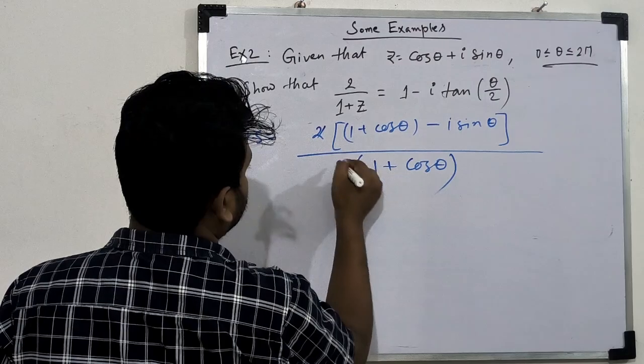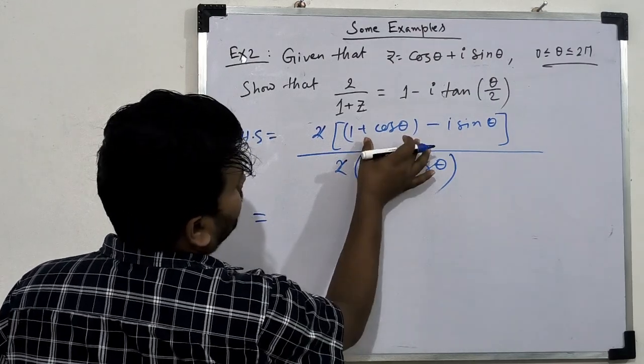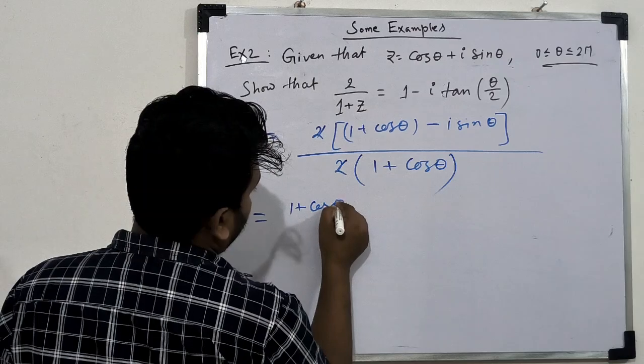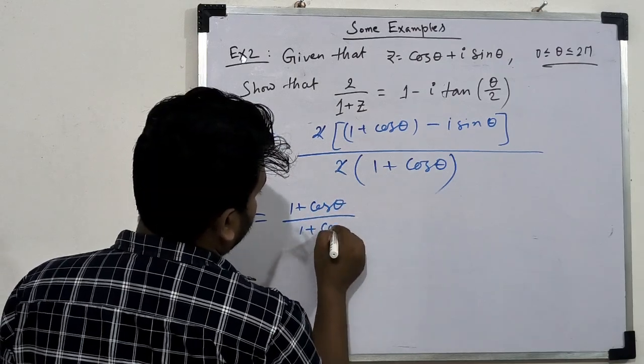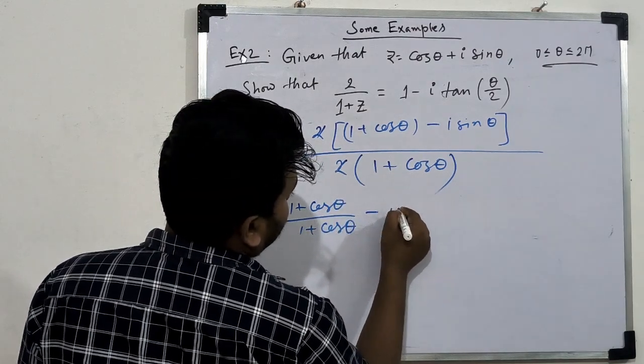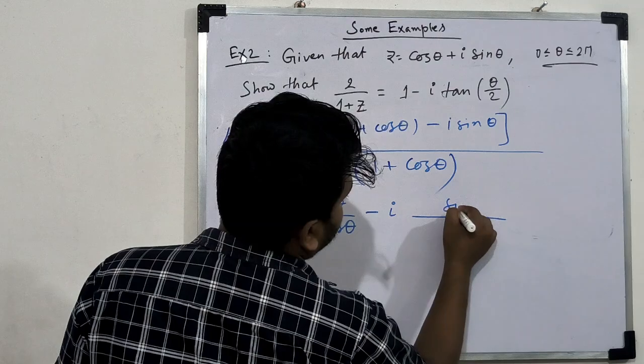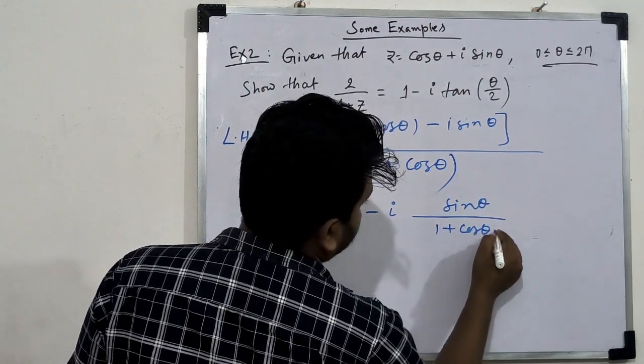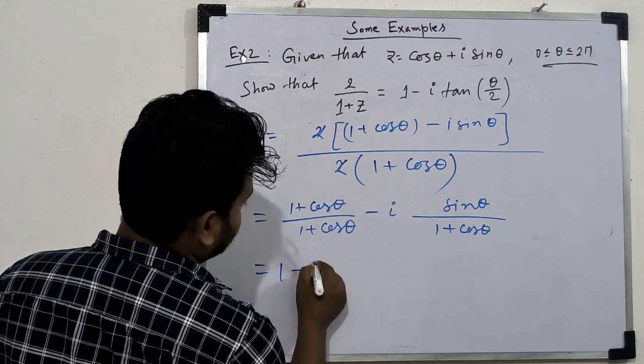2 cancels out, and if we divide term by term, that is 1 plus cos theta divided by 1 plus cos theta, and this is minus i times sin theta divided by 1 plus cos theta. So this is 1 minus i.